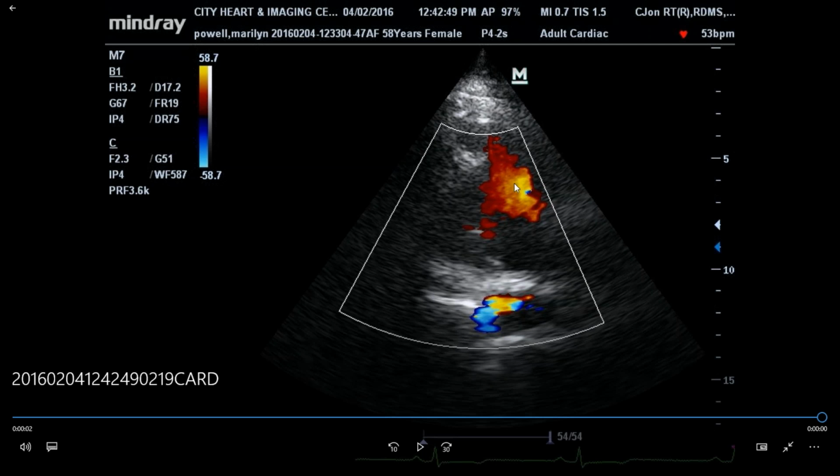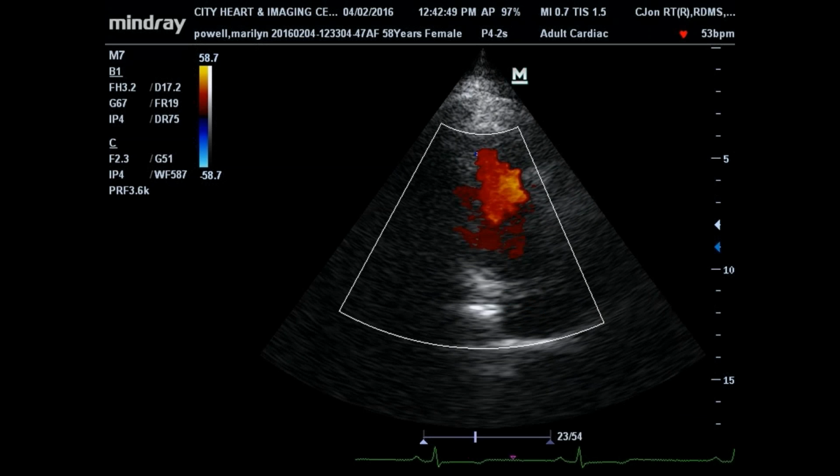So this is varying shades of red. That means there's something moving towards the transducer, which is the normal flow, because this is the right atrium right here, and the right ventricle. The normal flow from the right atrium to the right ventricle occurs in diastole across the tricuspid valve. So that's why you see that shade of red.